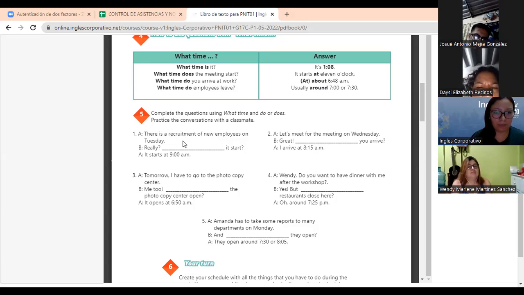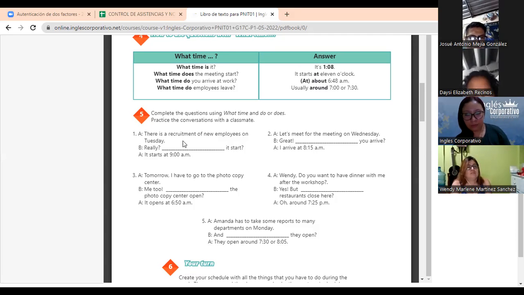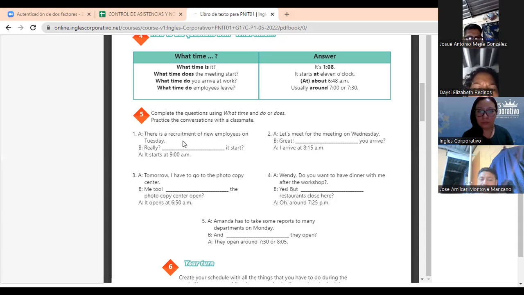Daisy, letter B. Daisy está en mute. Yo tengo que decir la respuesta. Tiene que llenar el espacio para poder contestar o hacer la pregunta.